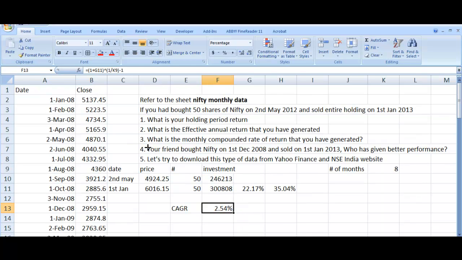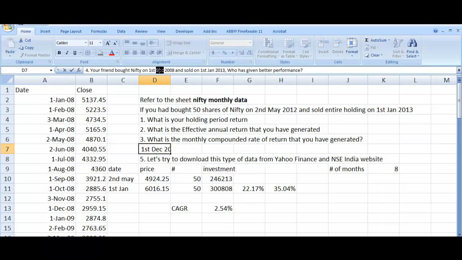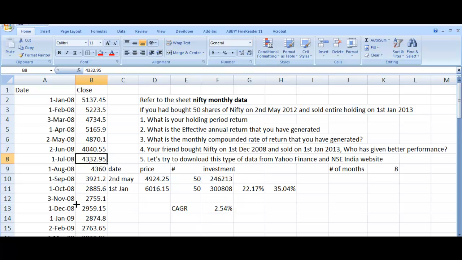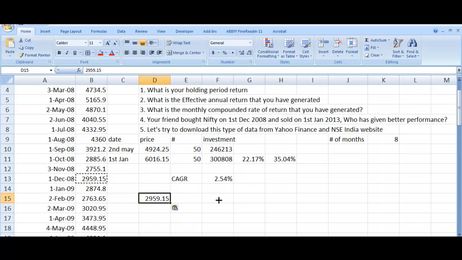Okay, next problem is your friend, he bought Nifty on 1st December 2008. Okay, I think it should be 1st Jan 2008. Okay, yeah, it's 1st December 2008, don't worry. Yeah, so he bought on 1st December 2008, that means the value was 2959. Okay, and he sold on 1st Jan 2013. So he has sold over here. Okay, so 1st Jan 2013 is sold. He bought on 1st December 2008.